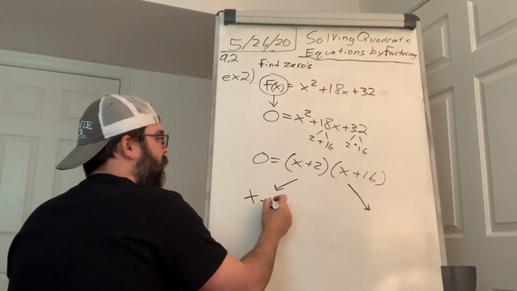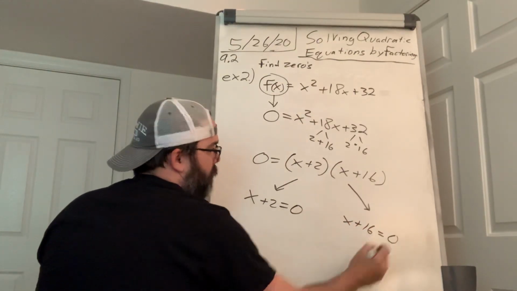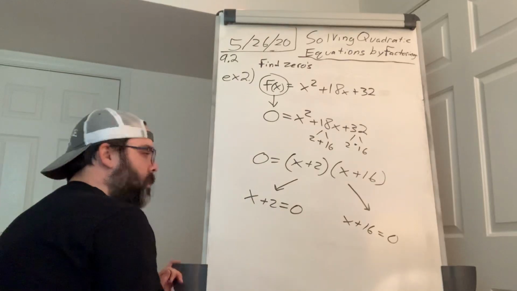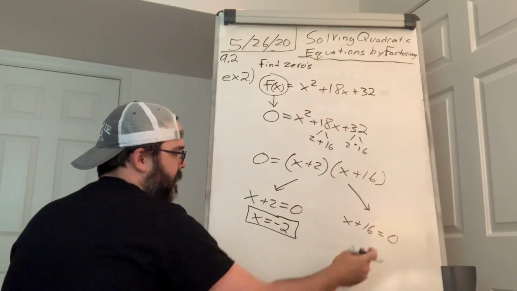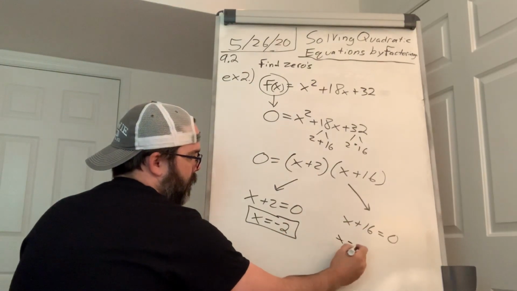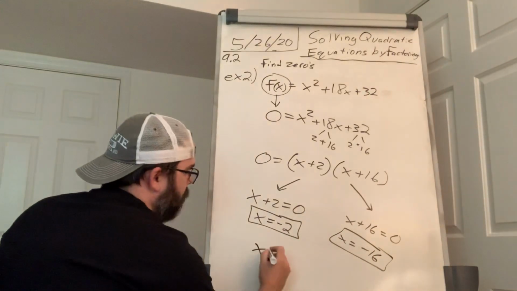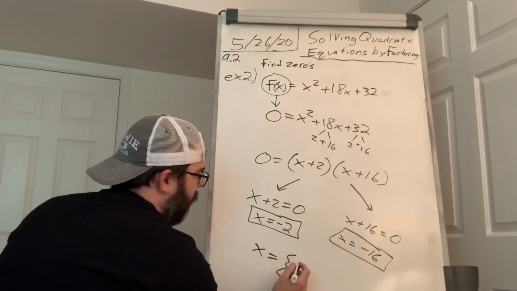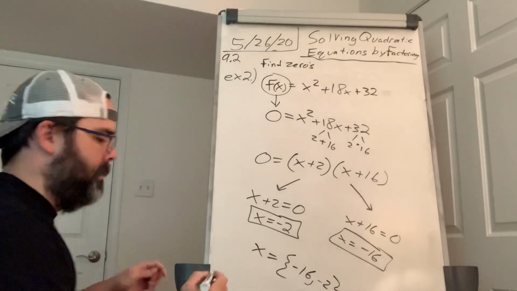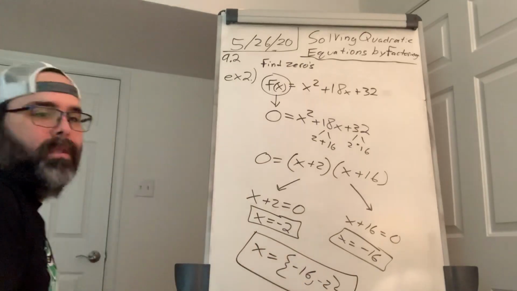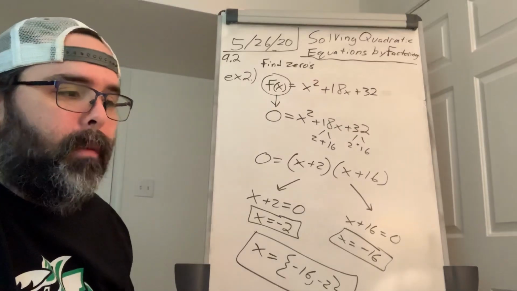This is going to be x plus 2 equals 0. And x plus 16 equals 0. So what number plus 2 equals 0? -2. What number plus 16 equals 0? -16. Those are our two solutions. You can write it using brackets or nothing. -16, comma -2. That's it. This is our answer. There's two answers. Okay.